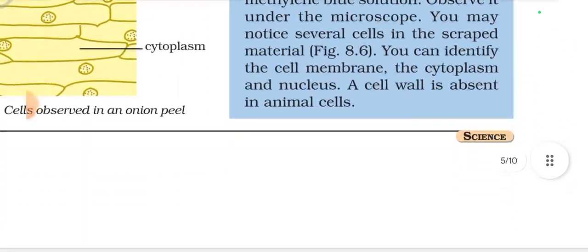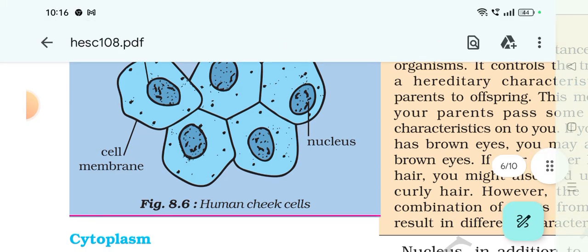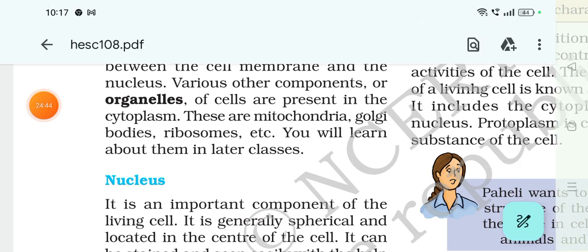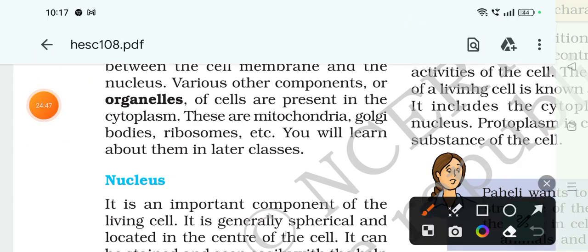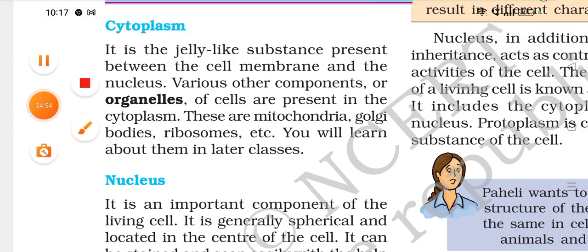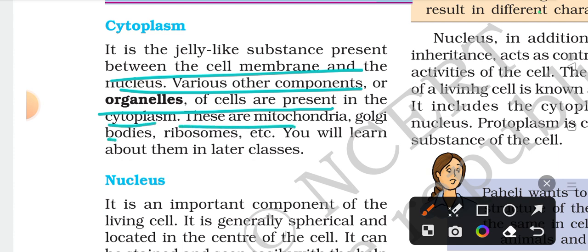So this was the thing. Here is the human cheek cell. Cytoplasm. What is cytoplasm? Cytoplasm is a jelly-like fluid present between the cell membrane and the nucleus. Various components or organelles are present in the cytoplasm. These are mitochondria, Golgi bodies, ribosomes. You will learn about them in later classes.